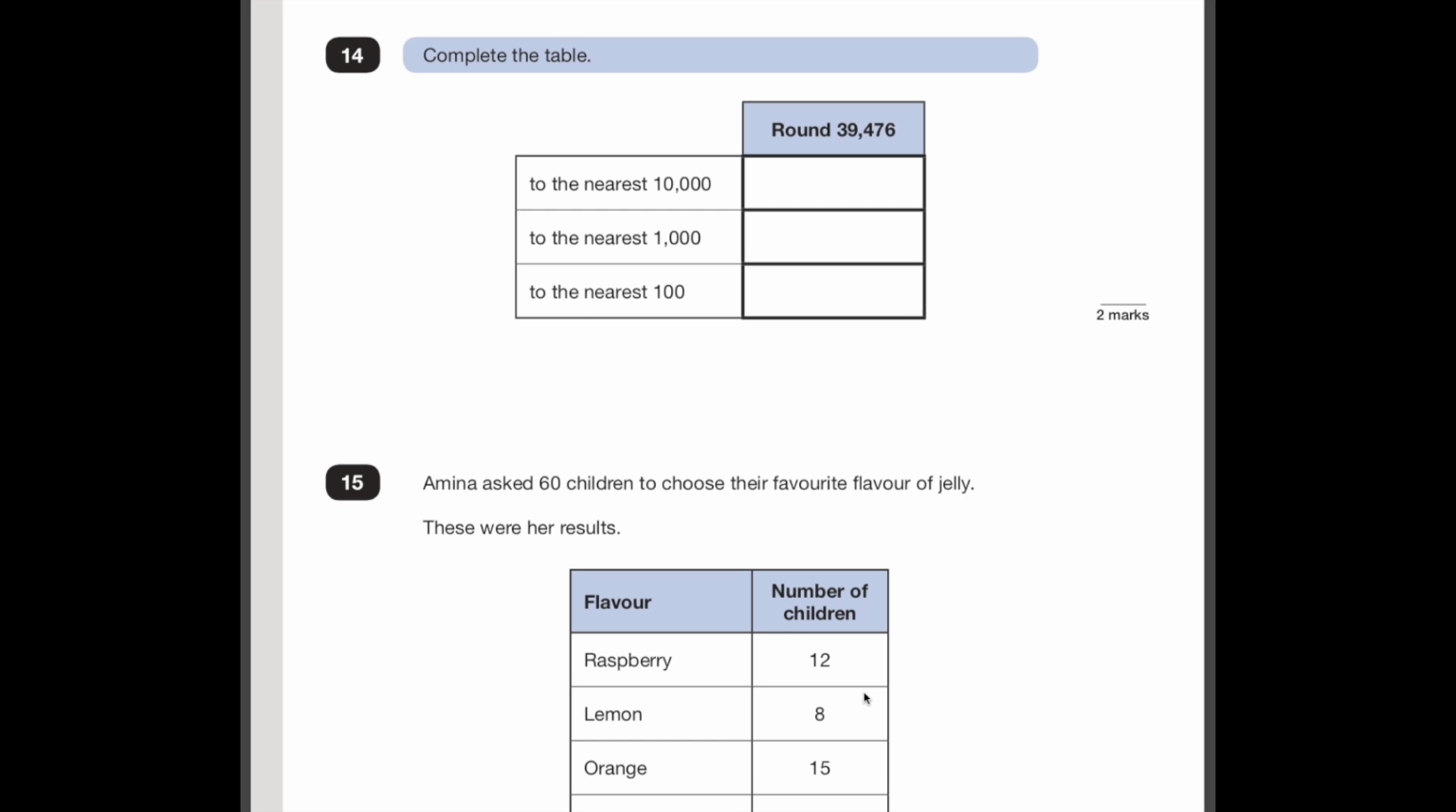Number 14, complete the table. Round 39,476 to the nearest 10,000. In this case, we need to look at the 10,000s and the thousands, and you should see that the nearest 10,000, because this number is 9, will be 40,000.